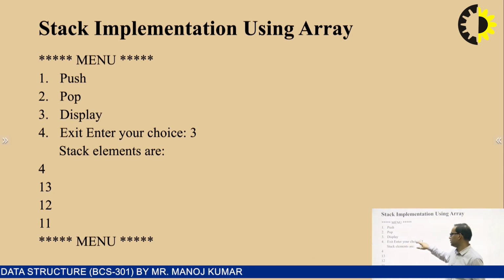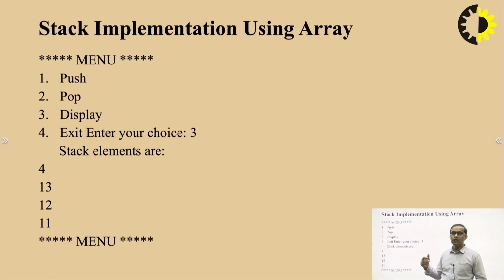We have entered the choice 3. It means now in this case we are going to display the elements of the stack. When we enter the value of choice 3, our program control will transfer to the display function, and inside the display function we have written the code to display the elements of the stack. The elements of the stack will be displayed from the top of the stack.